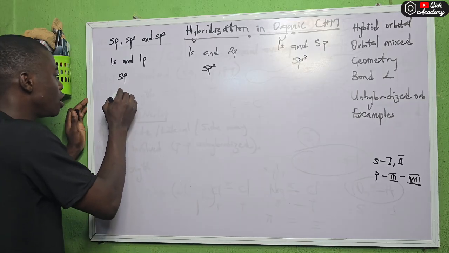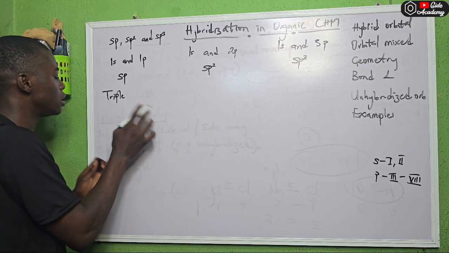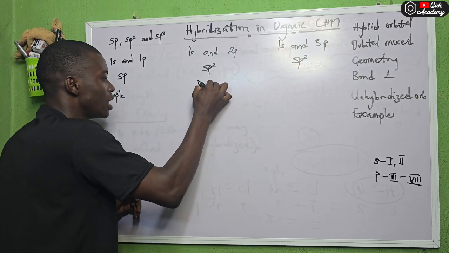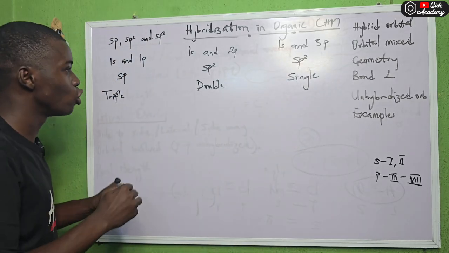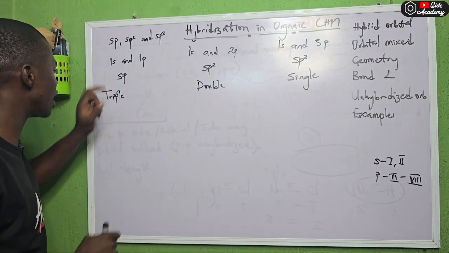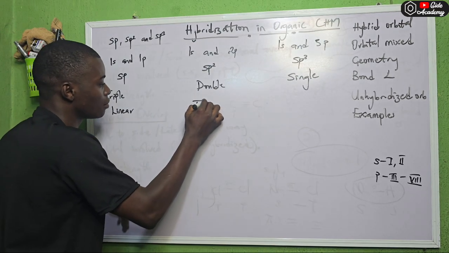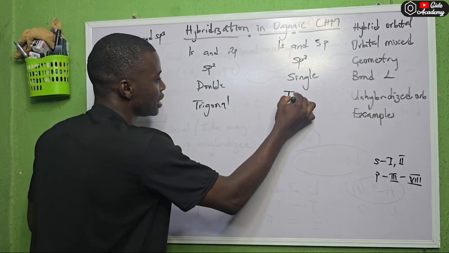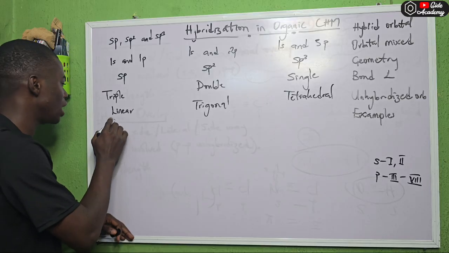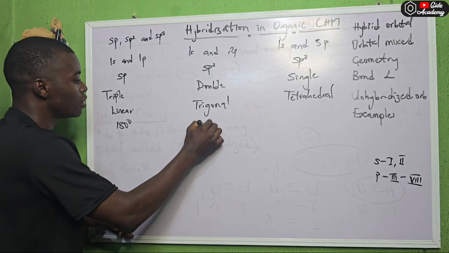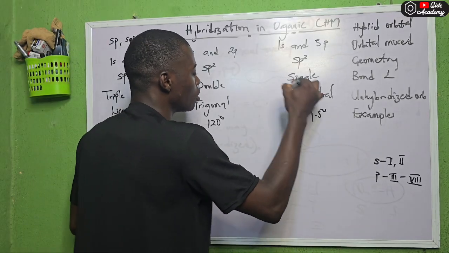Now, sp always has the triple bond. I will only give you the tips. sp2 gives us a double bond, and sp3 gives us a single bond. What is the geometry of these orbitals? The geometry of sp is linear, sp2 is trigonal, and sp3 is tetrahedral. Then the next thing is the bond angle. As long as you are linear, you must be 180 degrees. Trigonal is usually 120 degrees, and tetrahedral is 109.5 degrees.